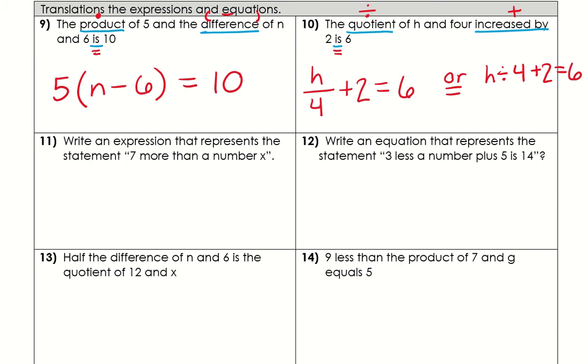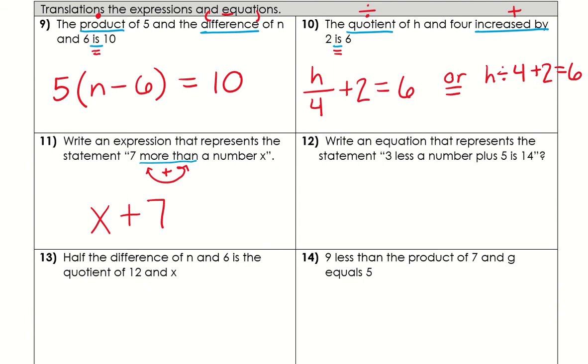Number 11, write an expression that represents the statement 7 more than a number x. More than is my keyword there. It means addition. It also means switching. So that means x is going to come first, and then I write plus 7.